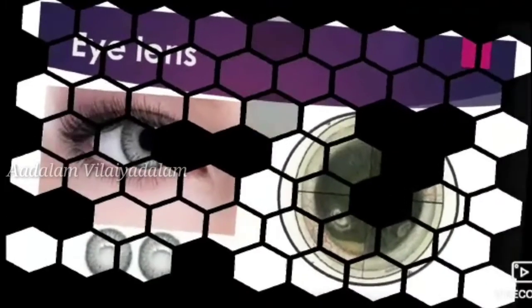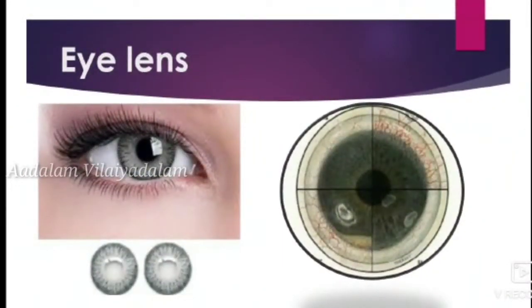And next one is the eye lens. It is a very important part, and the lens of the human eye is convex in nature. So students, you already know about the convex lens and how light rays refract through the convex lens.